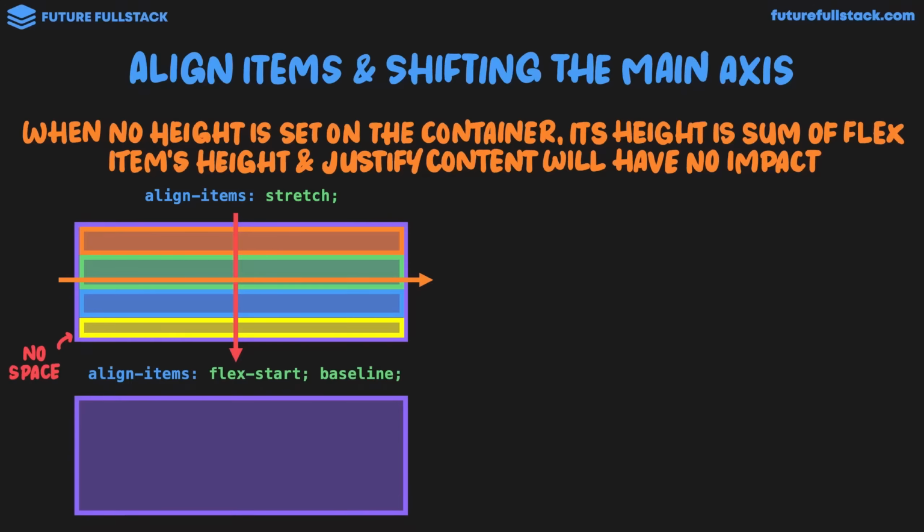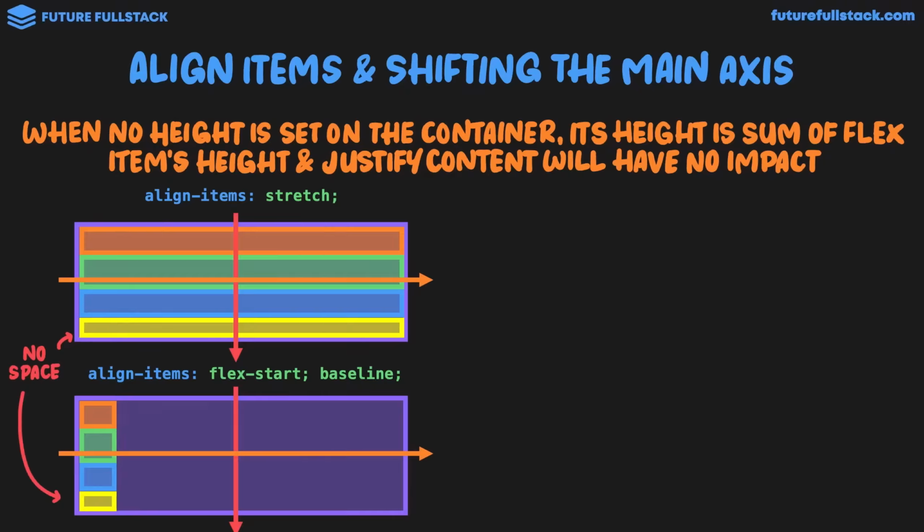We have our flex container, which once again has no set height. The main axis is running from top to bottom. The cross axis is running from left to right. And our flex items will look like this. They're at the start of our cross axis, that is on the left. And again, there is no vertical space, so any value of justify content simply will not work.